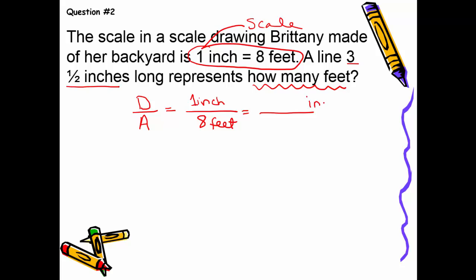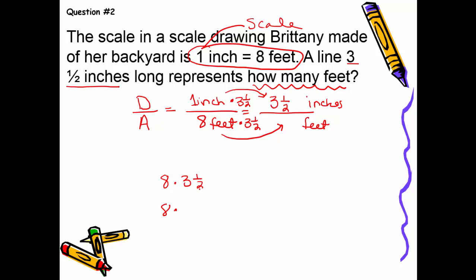What other information do they give me? Hey, they tell me they're giving me a line that's 3.5 inches long on the drawing. And they just want to know in her actual backyard, how many feet long is that? So I say, okay, I know about my numerators. 1 inch, I need to get that up to 3.5 inches. I'll multiply my numerator by 3.5. That means I need to multiply my denominator by 3.5. So I take my 8 times 3.5.